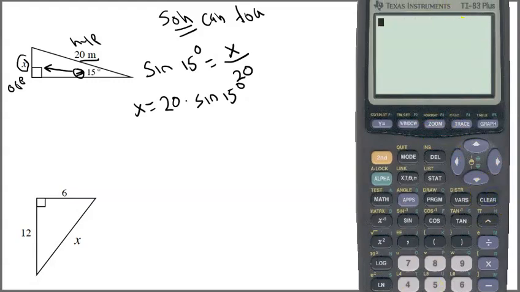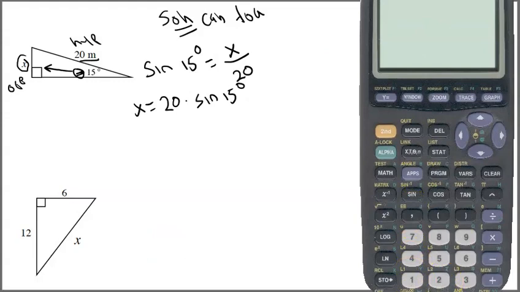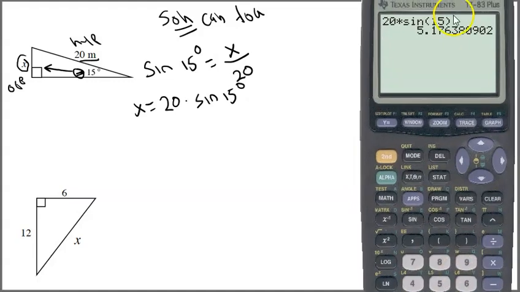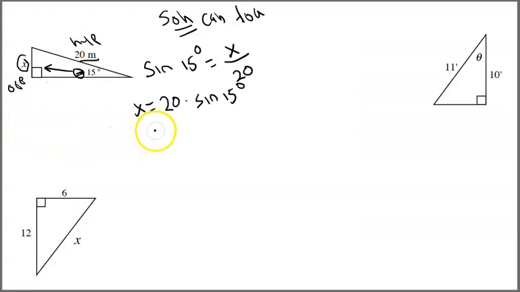So now I'm going to go in my calculator. Can't see it right now, so it's going to be 20 times sine of 15. I hit the enter button. And I get 5.176. So I'm going to round this to be x equals about 5.18, and that's meters.